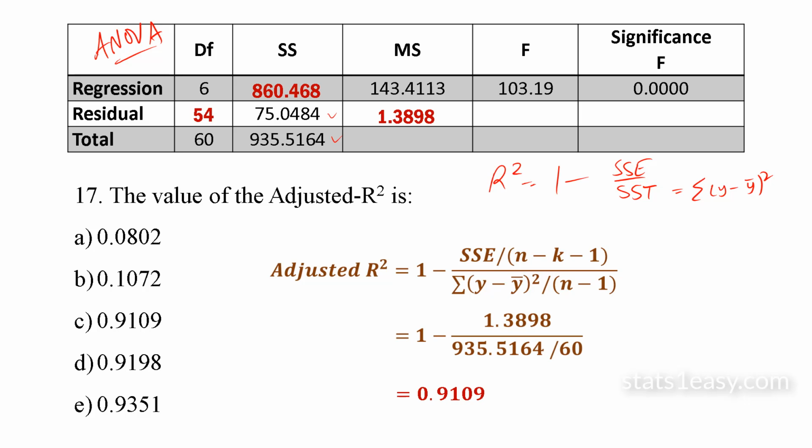And we have negative 0.9109 for adjusted R squared. So like I said, this is not the only way to do it, but it's just one of the ways. And the answer is C.